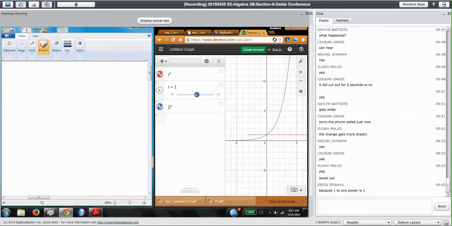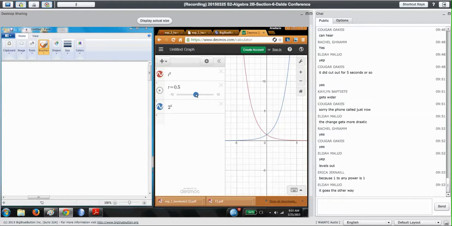Now, as I make this a fraction, what do you see? It goes the other way. Okay, so instead of exponential growth, we're talking about exponential decay. It dies down exponentially. And that happens when you're talking about a fraction, like 1/2, 1/6, all of that kind of stuff. What happens if I make it negative?